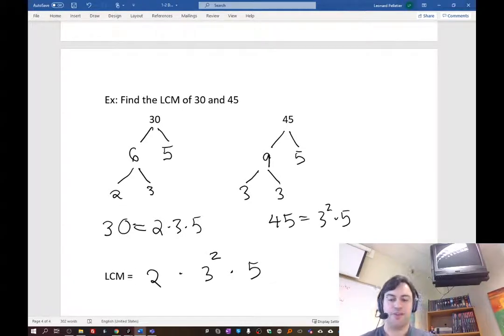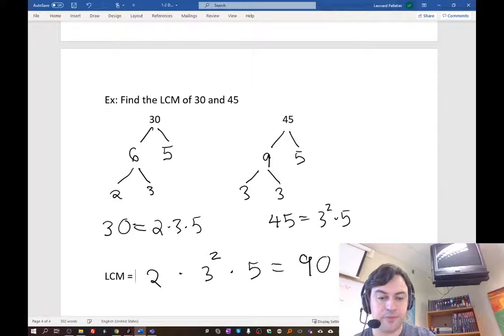5 is also common, but it's the same amount on each side, so we just take the 5. So our answer is going to be 2 times 3 squared times 5, and that's going to work out to be 20 times 9, which is, wait, no, it's not. It's 9 times 10, which is 90. There we go. Yeah, so our least common multiple is going to be 90.